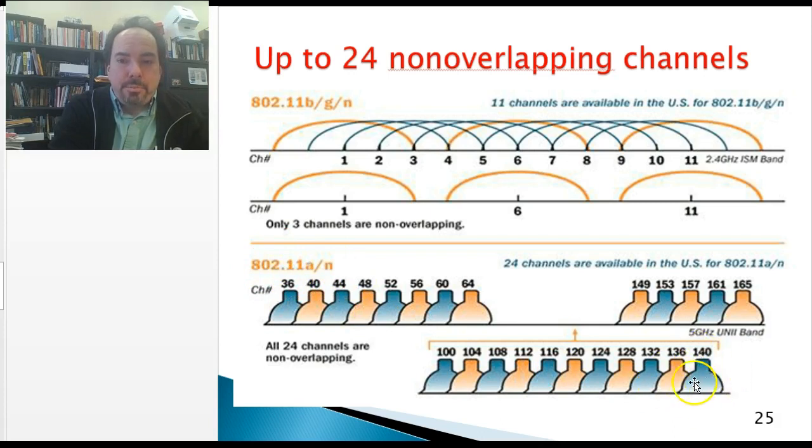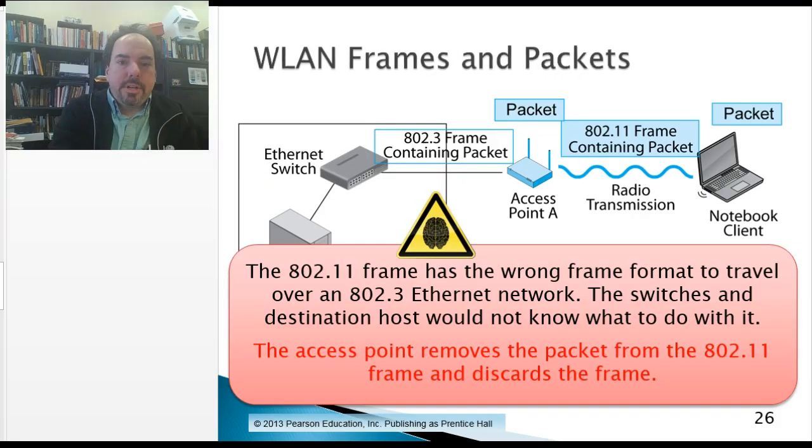Yay! Now, we still have overlap between the channels, but there are 24 channels now that are completely clean, completely non-overlapping. So that gives us a lot more choice with the 5 gigahertz range. So in that regard, it's better.